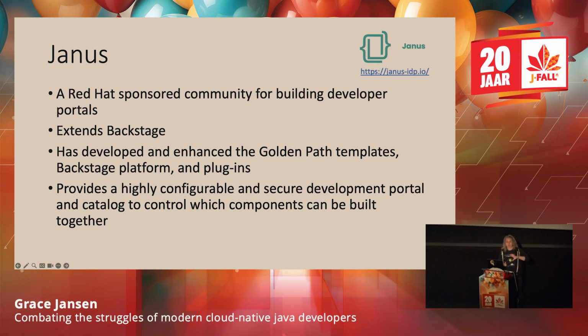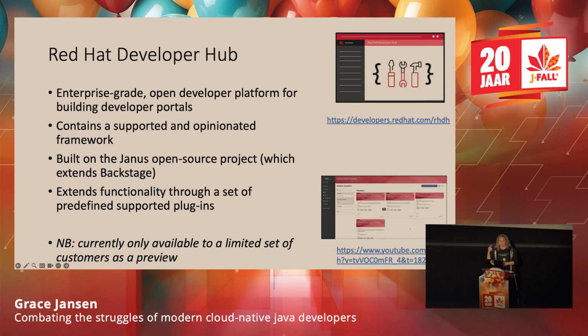What it offers on top of that is enhanced Golden Path templates, and it enables additional plugins on top. It helps to provide a highly configurable and secure development portal to control which components can be built together. This is the downstream open source version of this, which is currently in preview. This is the Red Hat Developer Hub. At the moment, this is only available to a set of customers as a preview, but if you are interested, Janus is essentially the upstream component of that.